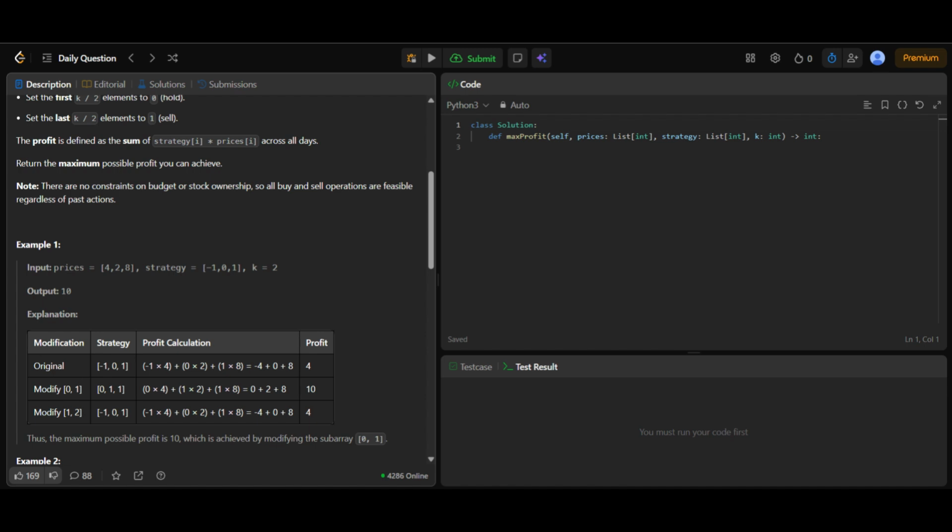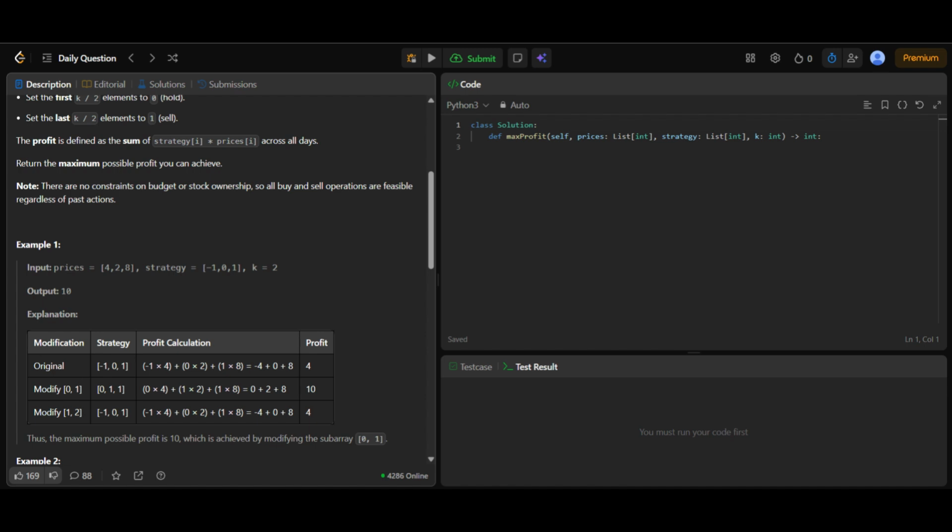Now, since k is 2, we are allowed to modify any 2 consecutive days. For each modification, the first k divided by 2, which is one element, becomes 0, and the second k divided by 2 becomes 1. Let's modify the subarray from index 0 to index 1. The strategy becomes 0, 1, 1. Now we calculate the profit again. 0 times 4 is 0. 1 times 2 is 2. 1 times 8 is 8. The total profit becomes 10.